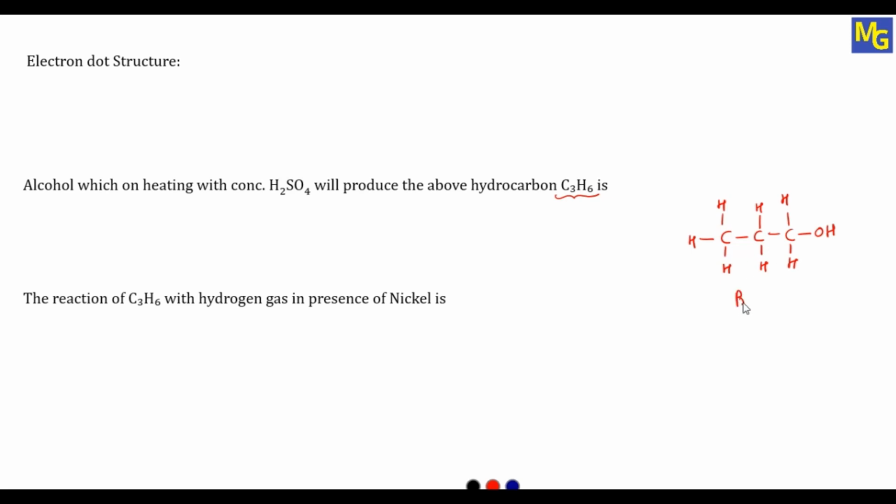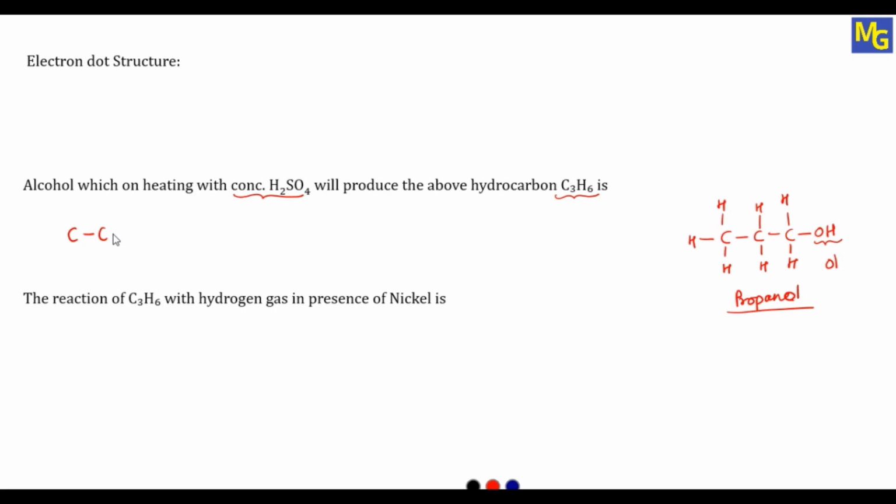3 carbon means it is prop. All the carbons have single bonds, so it is ane. But it has the alcoholic group, OH, which will be denoted as ol, alcohol, ol. So this e will be replaced by ol. So this is propanol. So if you take this propanol alcohol and heat it in presence of this concentrated H2SO4, you are going to get your hydrocarbon, that is C3H6. So we will write the reaction here.